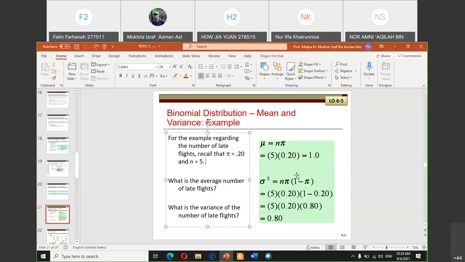Because we know that pi and 1 minus pi always add up to 1. So if pi is 0.2, then 1 minus pi is 0.8, the probability of failure is 0.8, and the probability of success is 0.2. You solve for that and you get the variance to be 0.8. Remember, this is the variance. If you want the standard deviation, you need to take the square root of 0.8. Then you should be able to get the standard deviation.